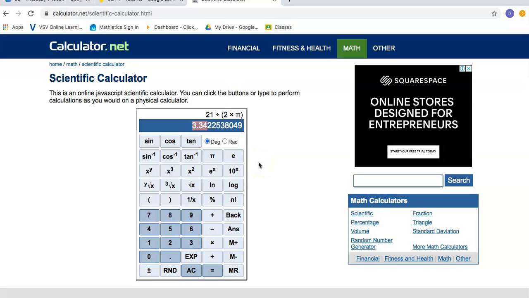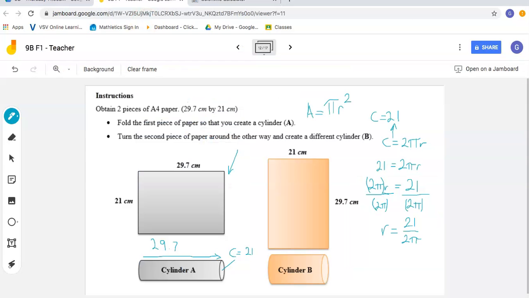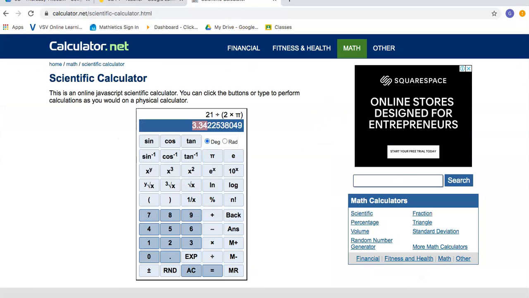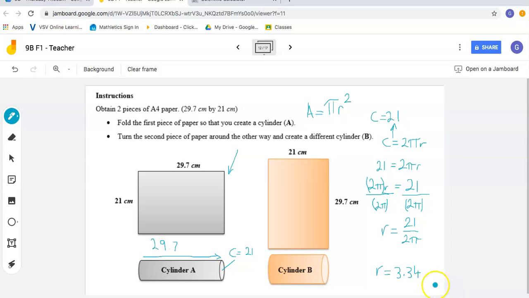But always check the question. I'm sorry, I've forgotten what the question said, but always do it at 2 decimal places. So I would put the answer for the radius, 3.34. Okay, so going back here, the radius is going to equal 3.34, I think it was. Sorry, I've totally forgotten the number. Yeah, 3.34, and that's centimeters. So my radius is 3.34 centimeters.